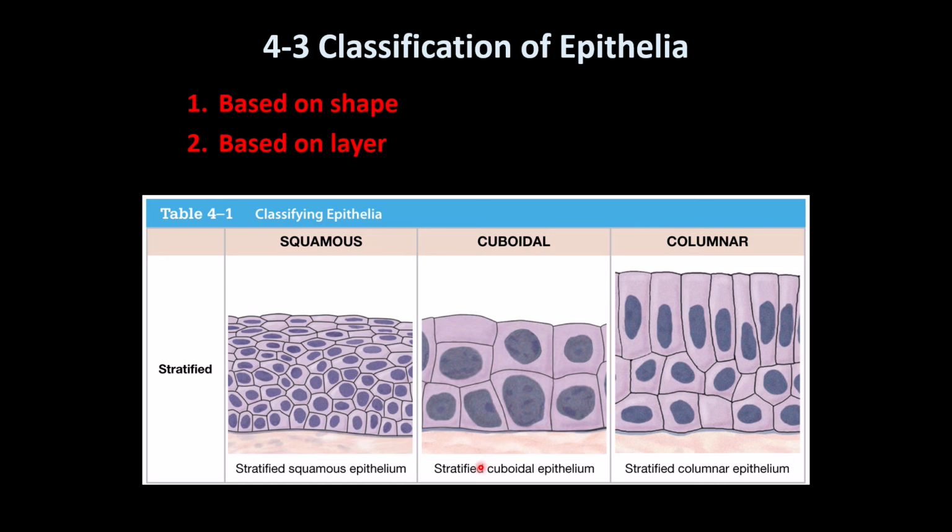So the second one is a stratified cuboidal, which means it's more than one layer, and they are cuboidal or square in shape. And the third one is called a stratified columnar, although the deeper layer looks cuboidal in shape, the superficial layer is columnar in shape. So stratified means what? Multiple layers, but based on the superficial layer, they usually divide them into squamous, cuboidal, or columnar.